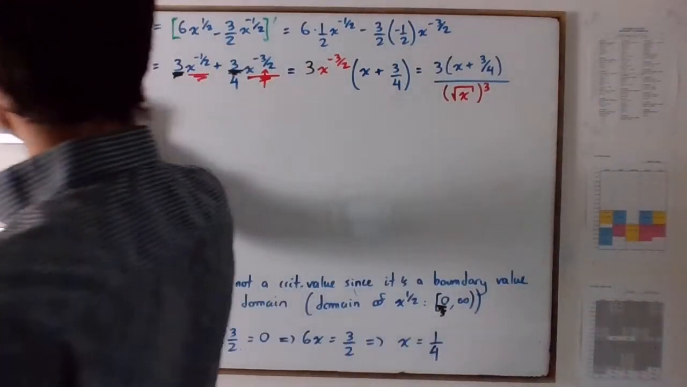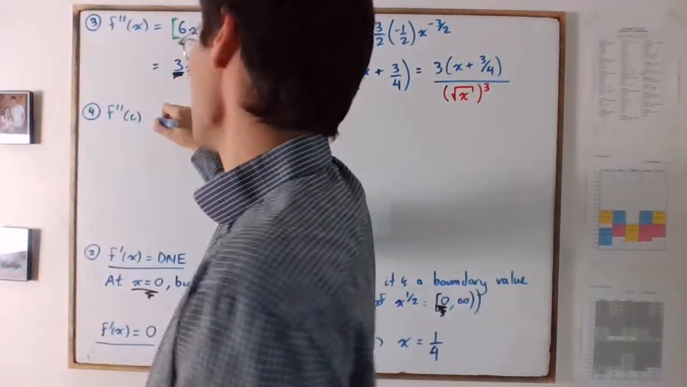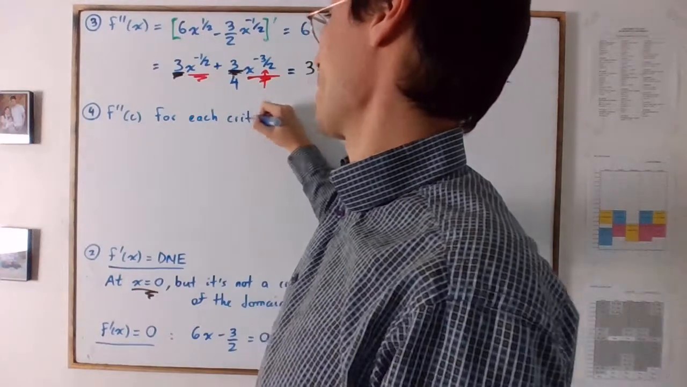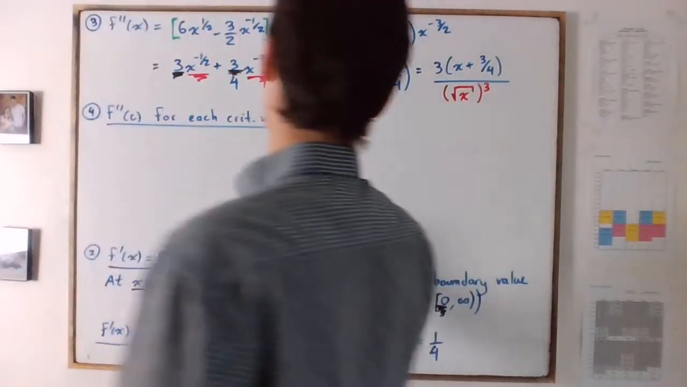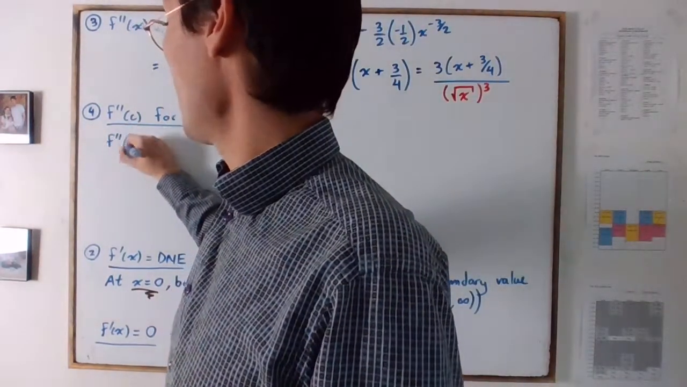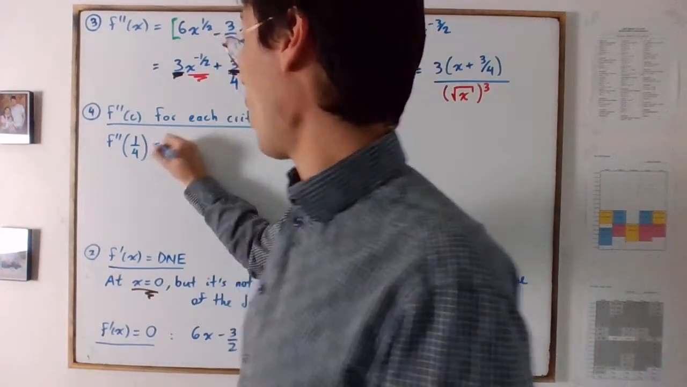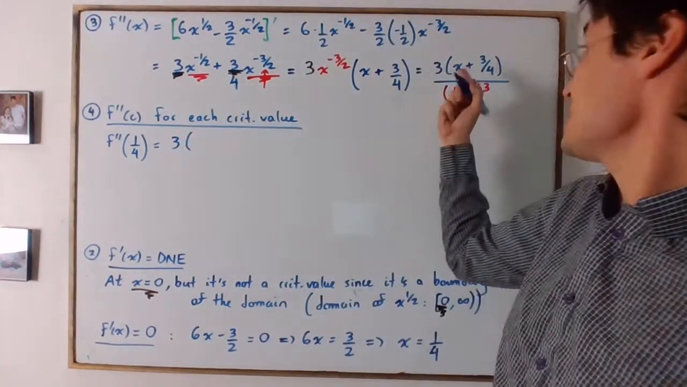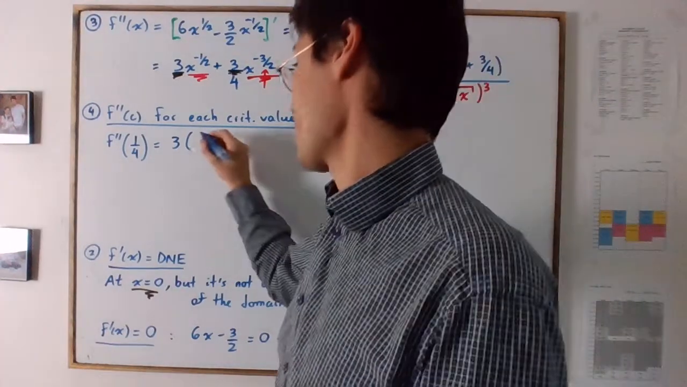So step number 4. So what we want to do is f prime prime of c for each critical value, but in this case, we have just one. So all right, we just punch in this 1 over 4 that we have here. And we have done all the preliminary steps. So the calculation is really easy, right? So here, 1 over 4 plus 3 over 4. So we're going to get just 1.